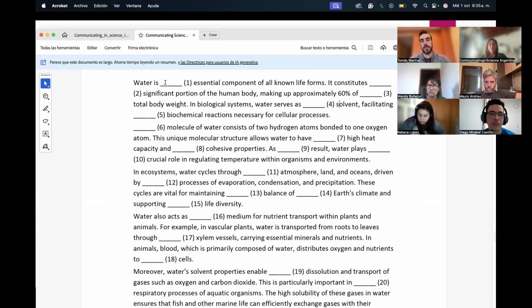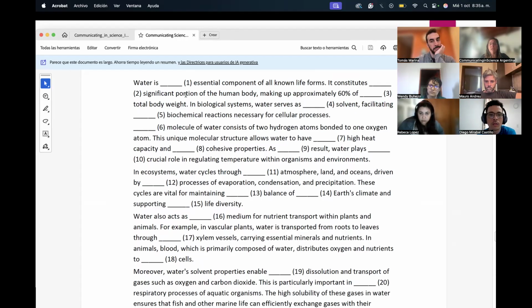Perfect. So he used an. Water is an essential component. Yes, of course, an essential. If you say a essential, it cuts the flow of the speech, because essential begins with a vowel.